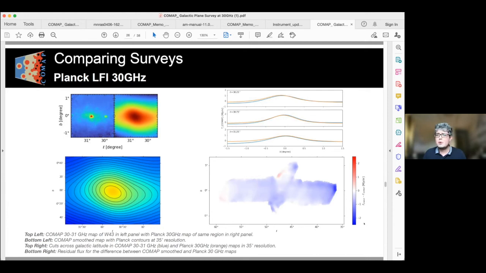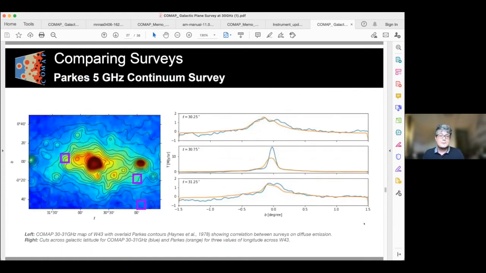So in order to do a more robust analysis between the two, I've smoothed the COMAP data to the resolution of Planck. You can see in the bottom left-hand corner, we've got the smoothed COMAP map with Planck 30 gigahertz contours around it. You can see that we have relatively good agreement between the two, especially as seen by the residuals in the bottom right-hand corner.